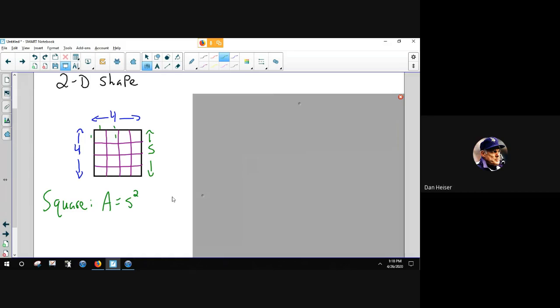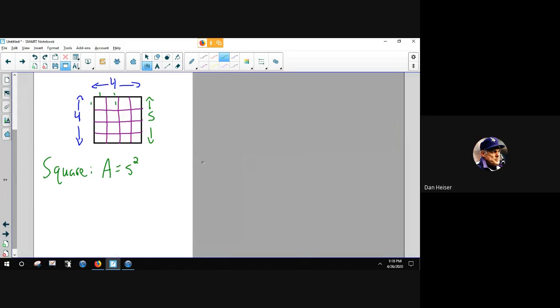Now a square is also a rectangle. I'll come back to that shortly. We also know that a square is a parallelogram. It's a special kind of parallelogram. And I'll come back to that shortly as well.